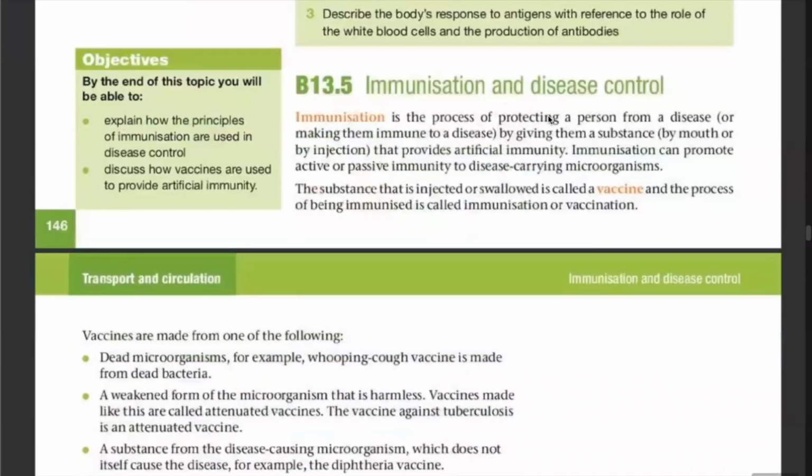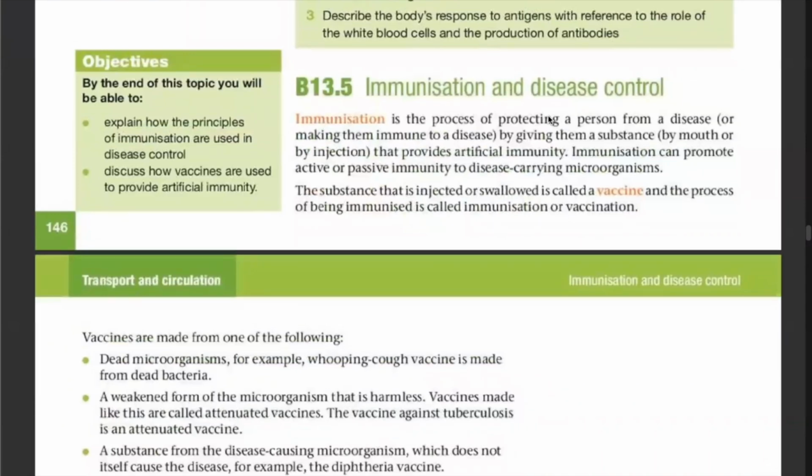But then there is another type of immunity, and it is called artificial immunity. Whenever we think about artificial immunity, there's one thing that must come to our mind, and that is immunization, or basically taking a vaccine, right? Now, taking a vaccine is the most popular form of immunization, right? Immunization is the process of protecting a person from a disease or making them immune to a disease by giving them a substance by mouth or by injection that provides artificial immunity. Immunization can promote active or passive immunity to disease-carrying microorganisms.